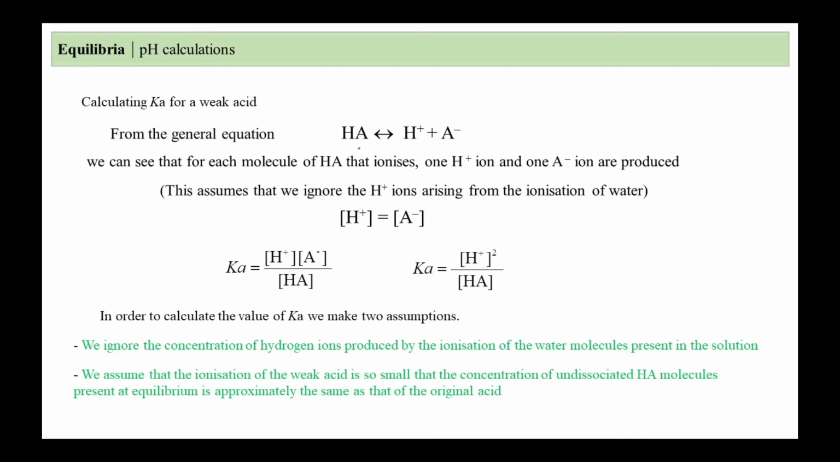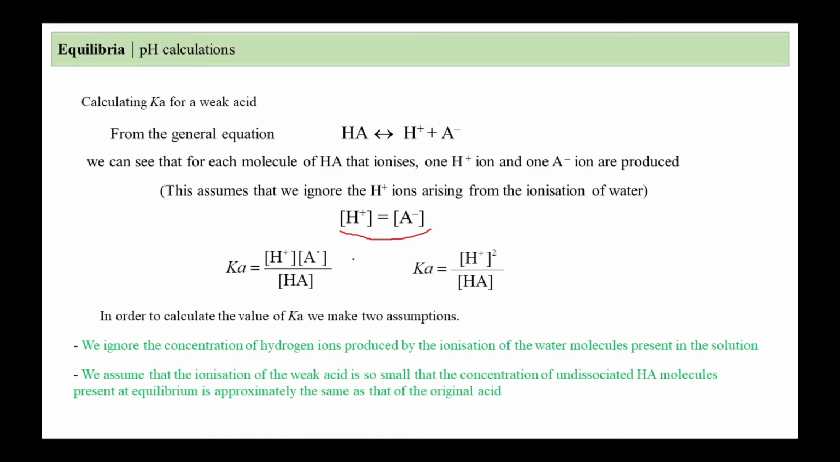We can see that each acid molecule is dissociated to give one H plus proton and one A minus conjugate base. This means that we can write that the concentration of H plus ions is equal to the concentration of A minus ions, taking into consideration that the H plus ions produced from the dissociation of water are so small that we will be ignoring them in front of the H plus ions which arise from the dissociation of the acid.